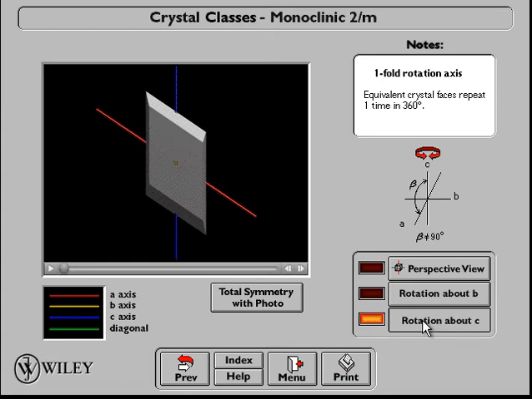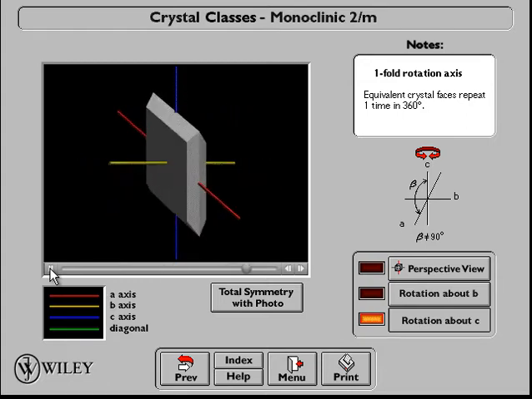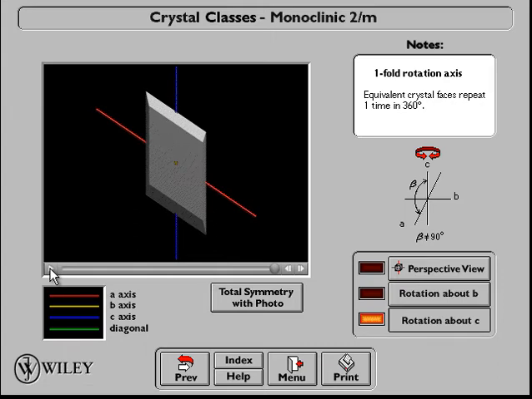So and then we have a one-fold rotation axis. That is then a rotation about C. Equivalent crystal faces repeat 1 time in 360 degrees. Yep, that was now 1 time in 360 degrees. So now we are going back.